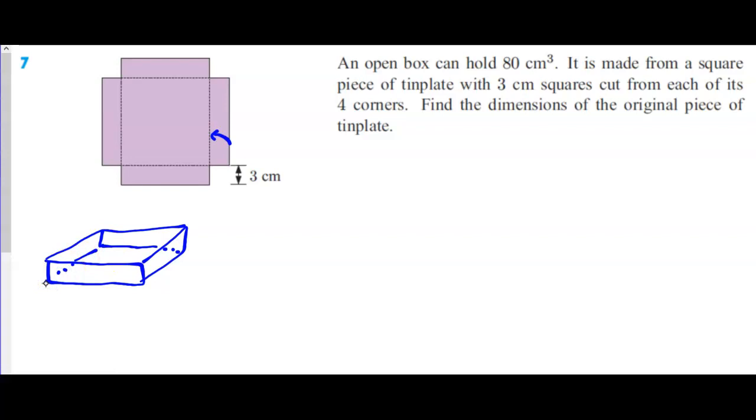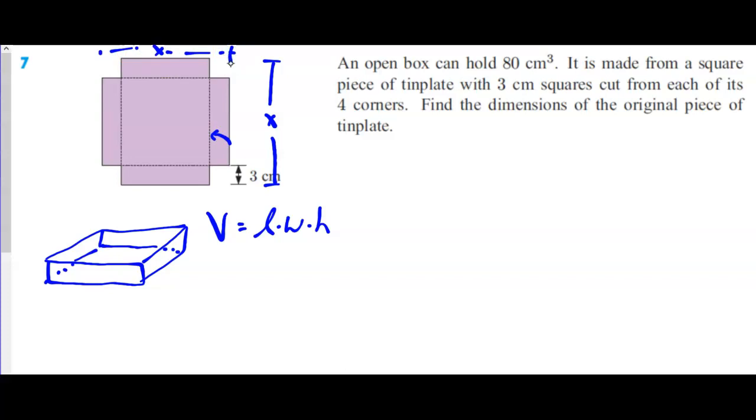That looks like that. So you're folding those sides up and you have that. So remember, volume is equal to length times width times height. All right, it's asking for the original dimensions of this square. So we already know that from here to here is x, okay? And we know this to here is x.